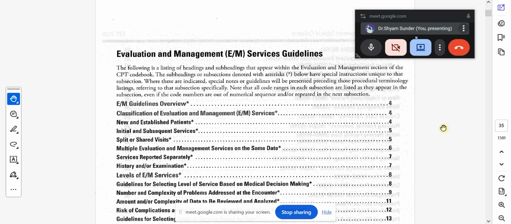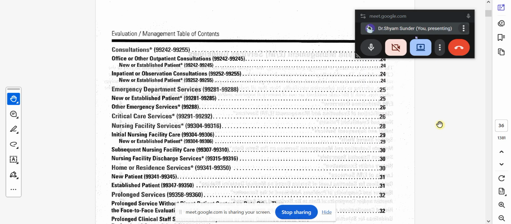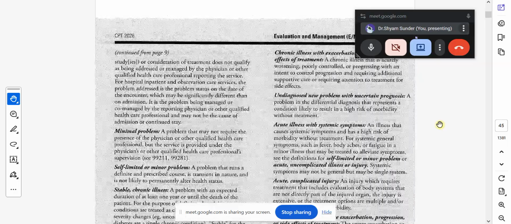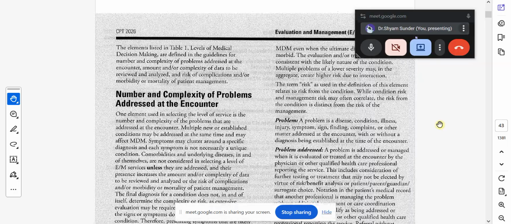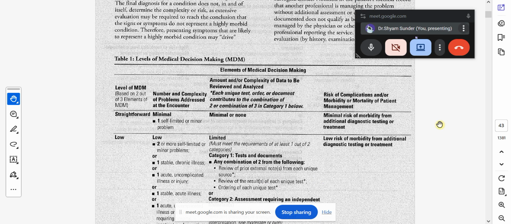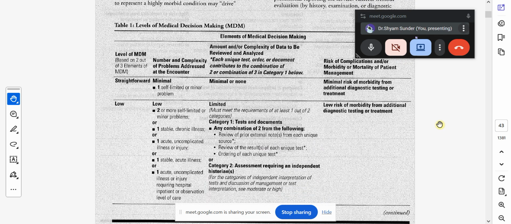We will continue evaluation management, the topic that we started yesterday, today also. So we are talking about the levels of medical decision making and elements of medical decision making, and we reviewed the table, what we call MDM table. So this is the MDM table where you have details about each element, the problem, number and complexity of problems addressed, and the amount of data, the risk of complications.